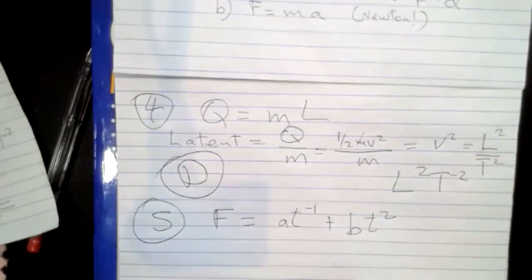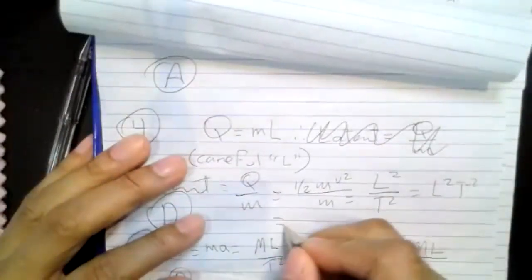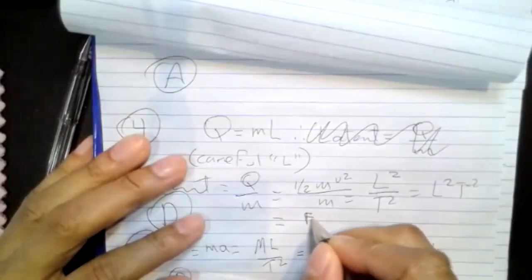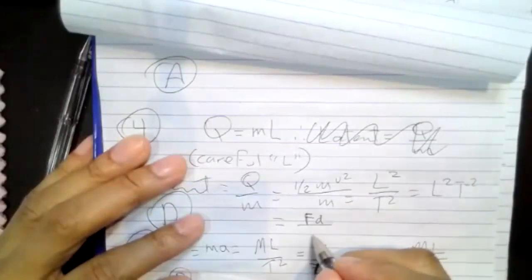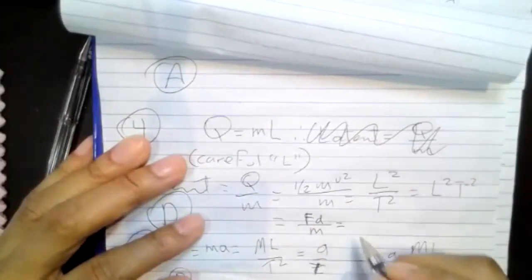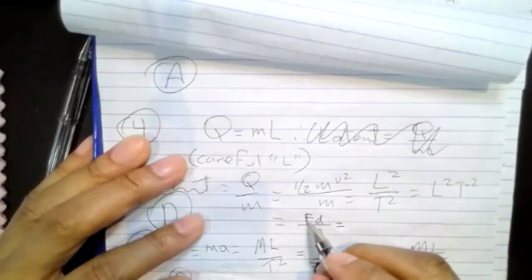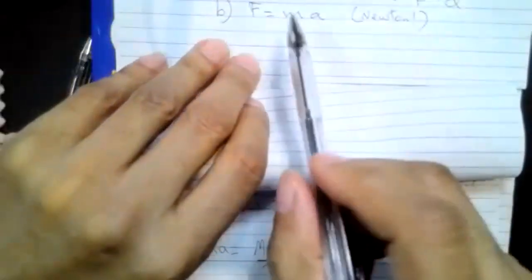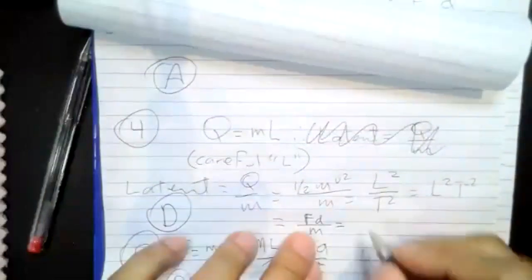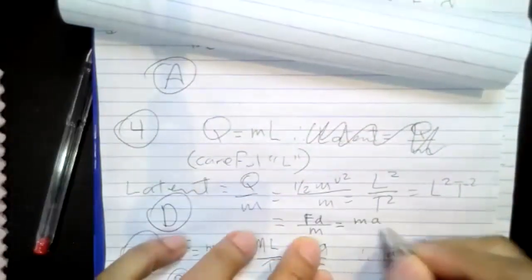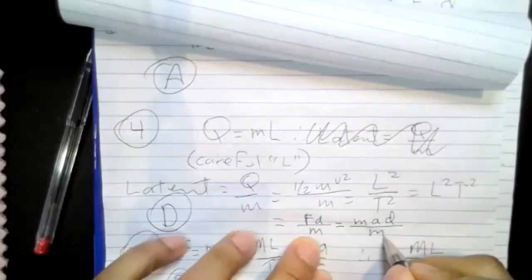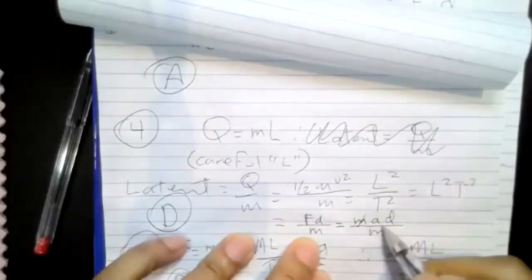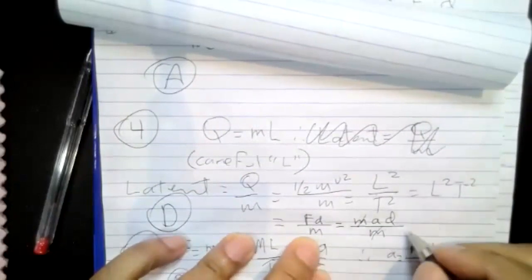What you would do if you did force times distance in the numerator, force times distance over mass, guess what equation you'd use for force? Newton's second law. So you would use mass times acceleration times distance, m a d, and that's over mass, right? And then the masses cancel. You have acceleration times distance.